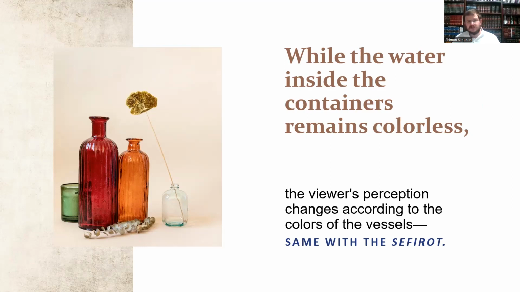So how does this analogy explain the great paradox? The water in the colored vessels is and remains completely colorless. Yet to the outside observer, it seems that these waters have taken on a new color. Green water, red water, orange water. Why? Because they're perceiving the water via the colored vessels.